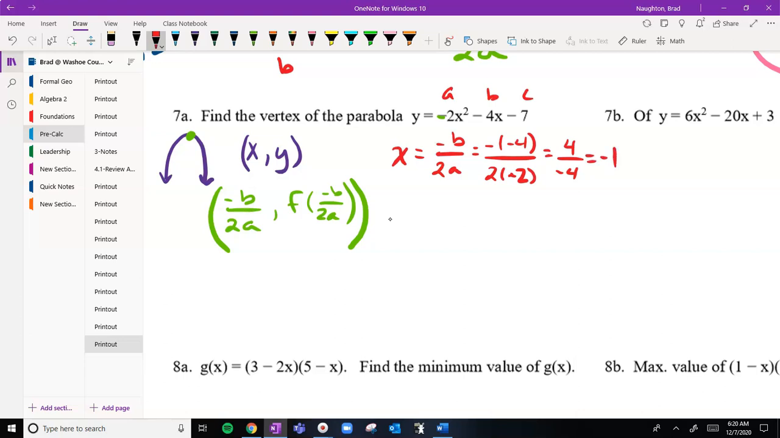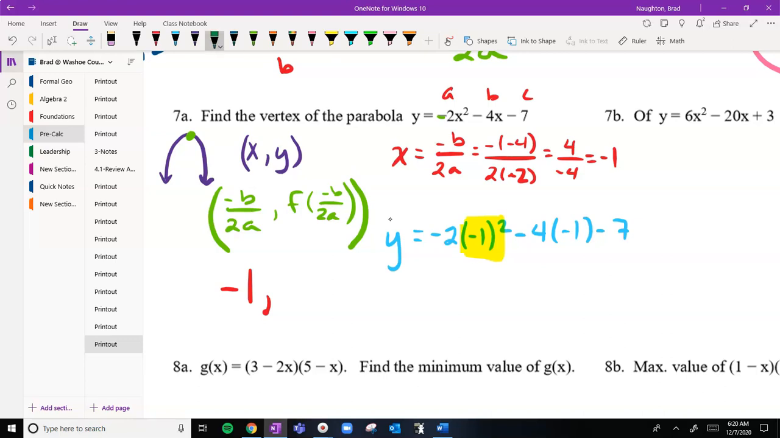So we know that negative b over 2a is negative 1. To find our y, we just have to plug it back into the original equation. So y is equal to negative 2 times negative 1 squared minus 4 times negative 1 minus 7. Order of operations, I've got to do the negative 1 squared first.